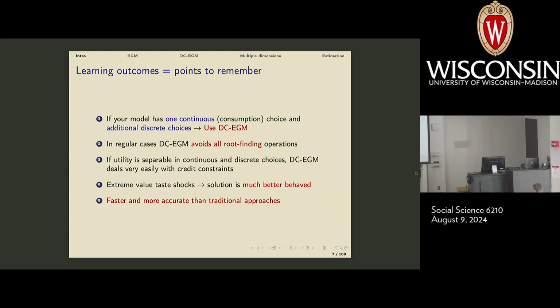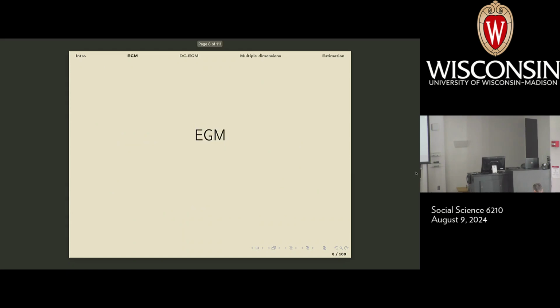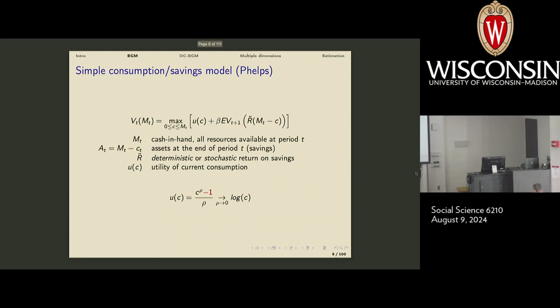I say if utility is separable in continuous and discrete choices, then things are particularly good, and we'll talk about that. And then with extreme value taste shocks, the problem is smoothed out but not convexified, so it's still interesting from my point of view, and it's much better behaved. Okay? Right, so let's start with EGM.